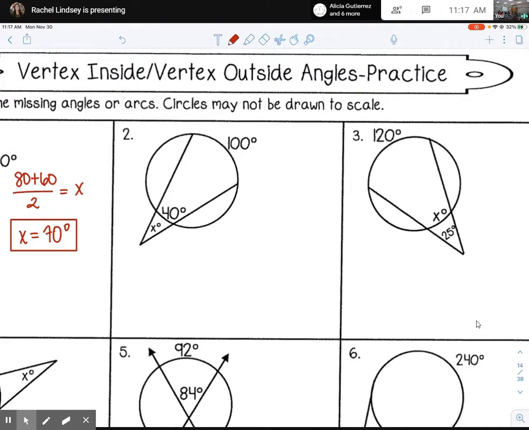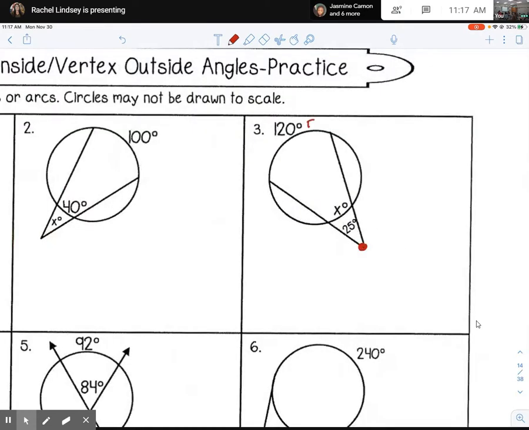Okay, number 3. Is that vertex inside or outside? It's outside. So I'm going to do big arc minus little arc divided by 2 equals the angle. So what's my big arc? My little arc is X, and then my angle is 25. So big arc, 120, minus little arc, X, divided by 2 equals 25.